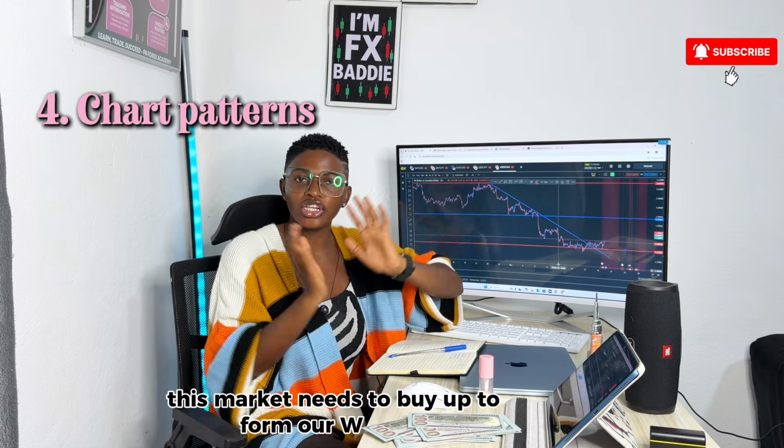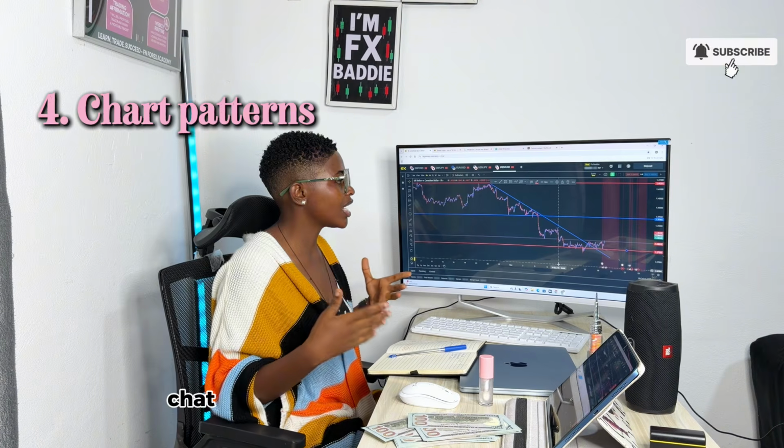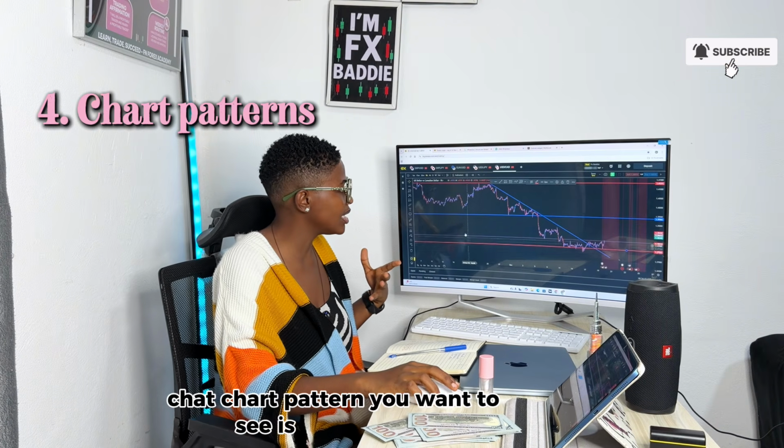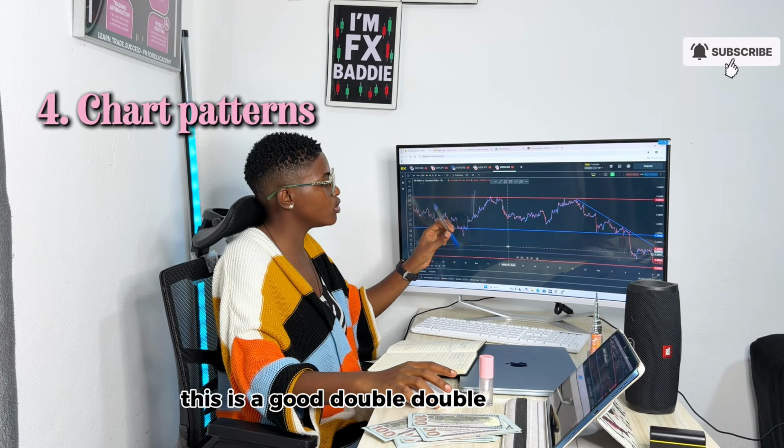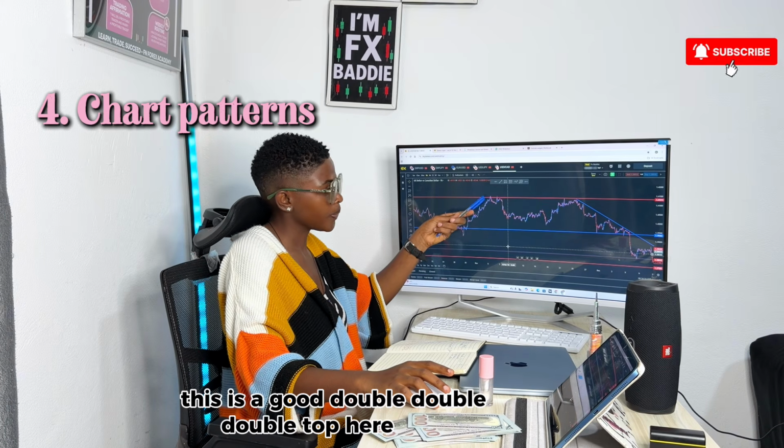The next chart pattern you want to see is a double top. This is a good double top here, right?